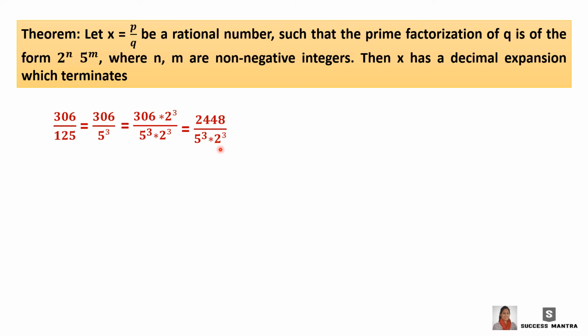We know that a raised to n into b raised to n is equal to ab raised to n. So we can express it as 2448 divided by 5 into 2 the whole cube. That is equal to 2448 divided by 10 cube, which is equal to 2448 divided by 1000, that is equal to 2.448. So hence we prove that if the expression is of the form p by q and the prime factorization of q is of the form 2 raised to n, 5 raised to m, and n and m are non-negative integers, then x has a decimal expansion which terminates.